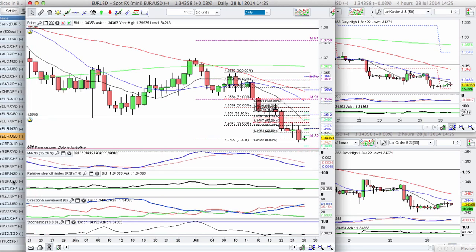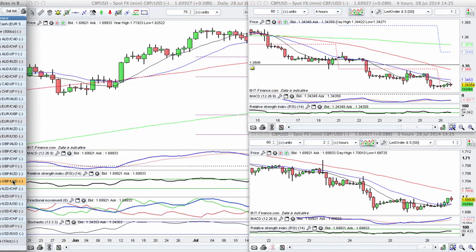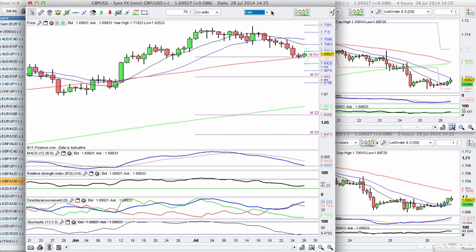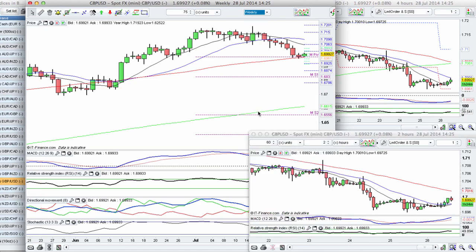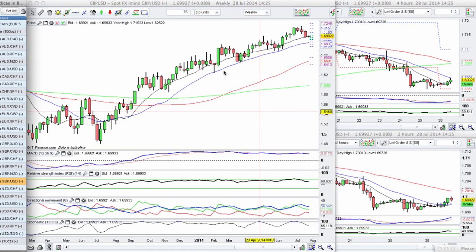The next one that I'm looking at is Cable. And with Cable, I want to take a look first at the weekly. And we can see over here on the weekly that we have been in a very nice uptrend.